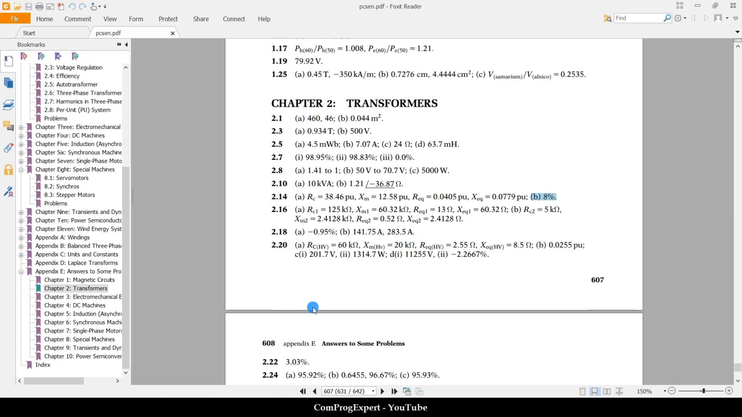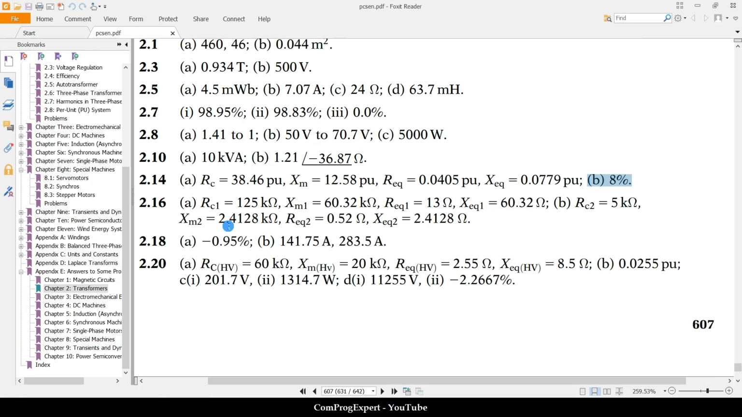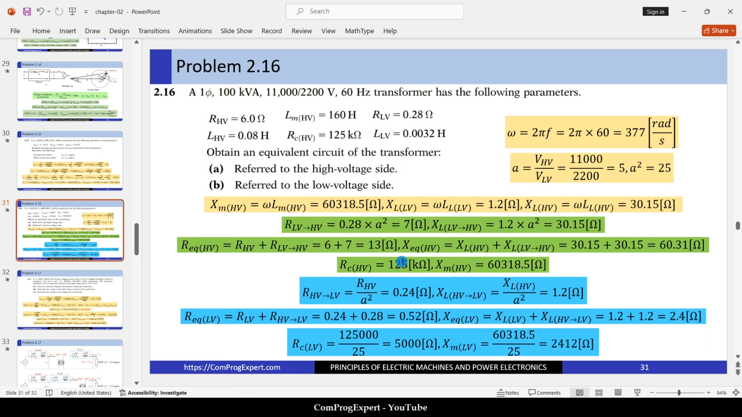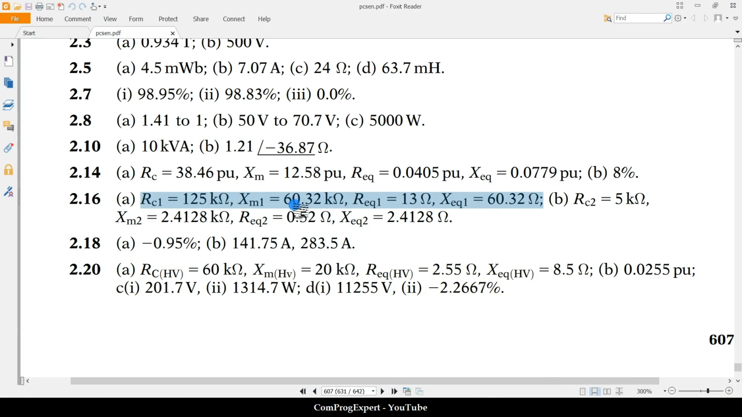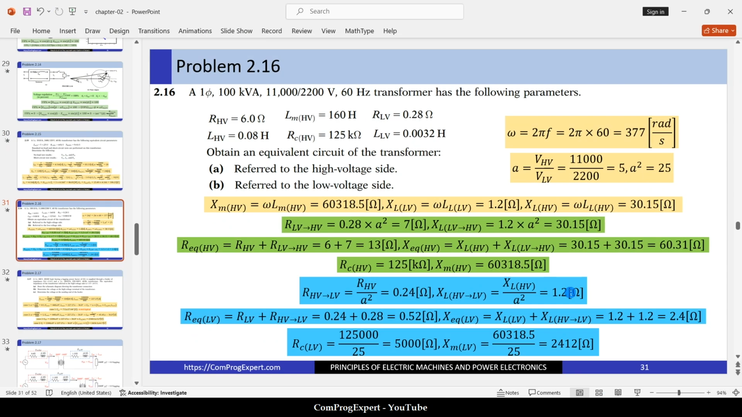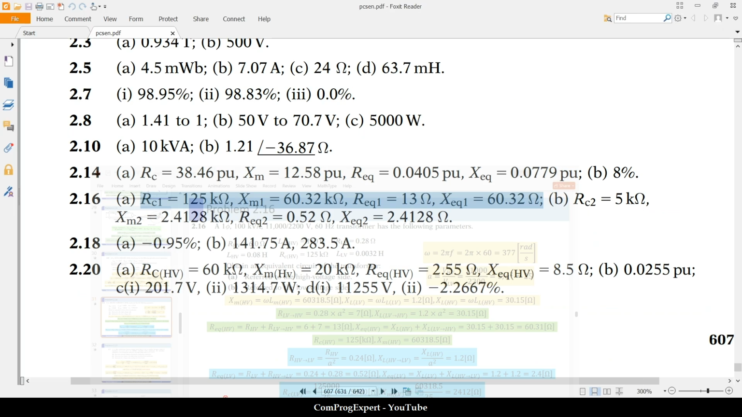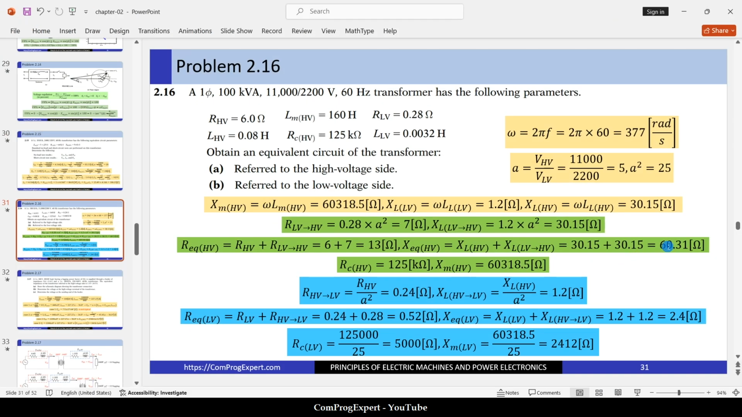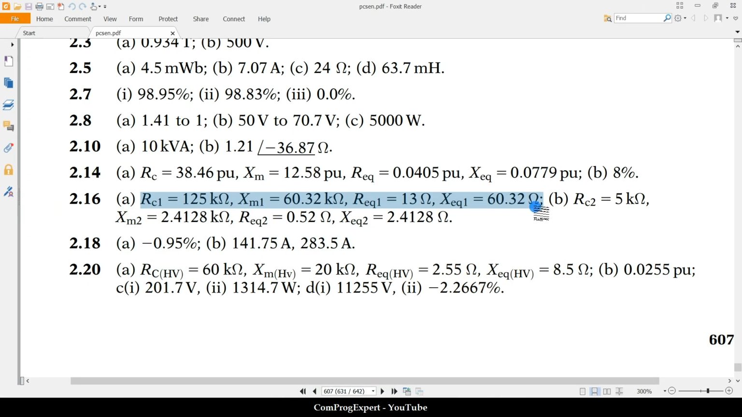Let me check numbers. Here we have the problem 16. As you can see, we have the RC1 for the high voltage side. We have these numbers: 125, yes, 60 kilo ohm, the unit here is ohm. This is 13, the value of the R equivalent one, and this is 60.3.